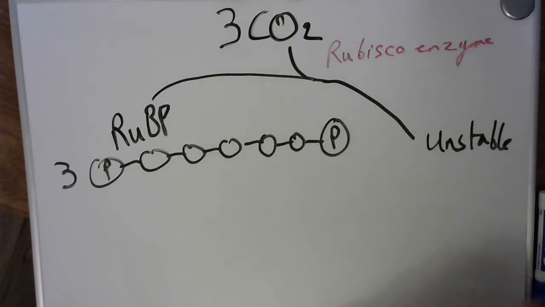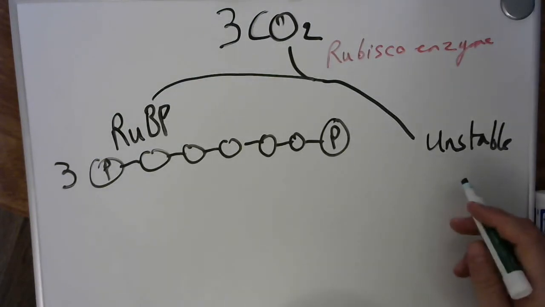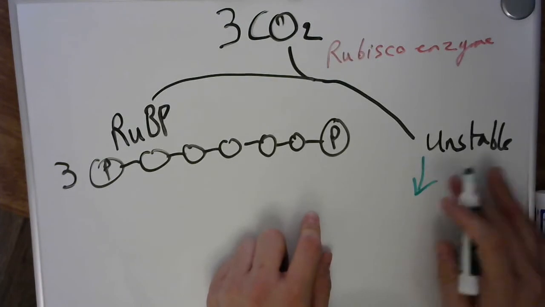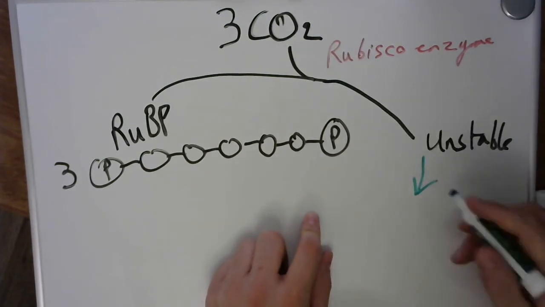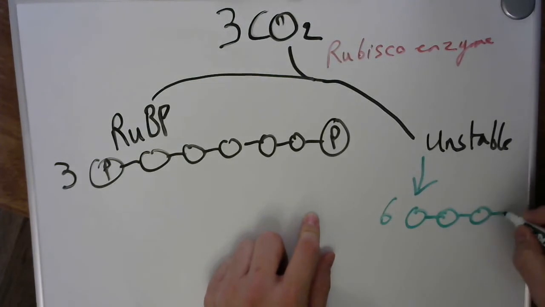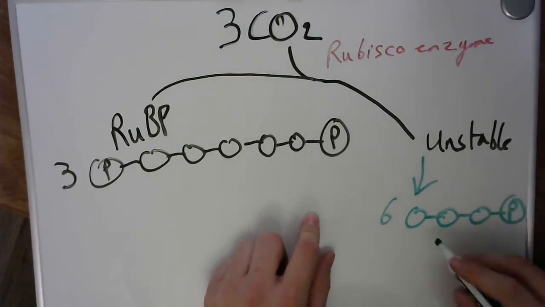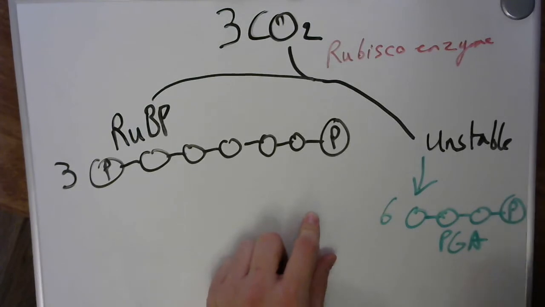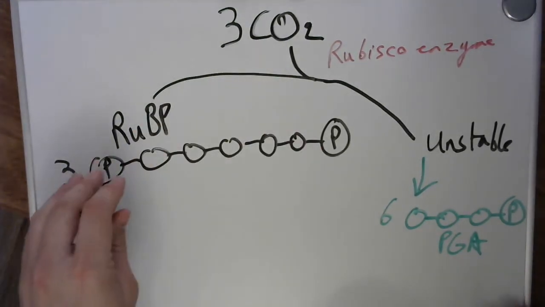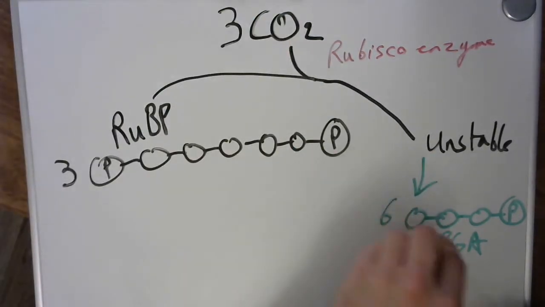We enter now the actual PGAL synthesis. How do you go and make some PGAL out of an unstable thing? Well, those unstable reaction components will stabilize in complex ways, but we're not going to go through them. You get 6 PGA molecules, right? So that's all you need to remember: 3 CO2, 3 RuBP, and they make 6 PGA.